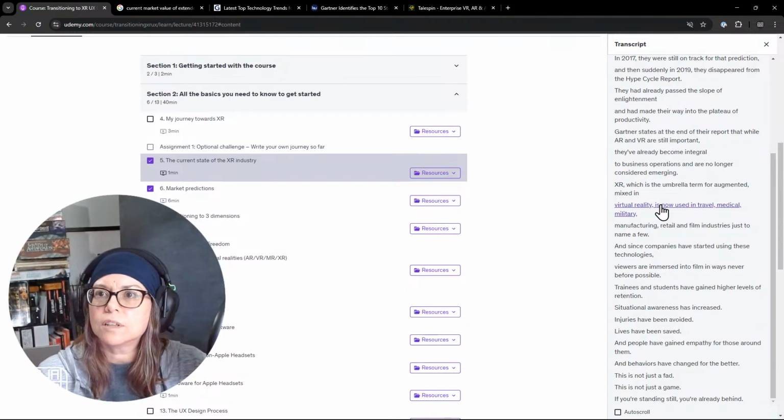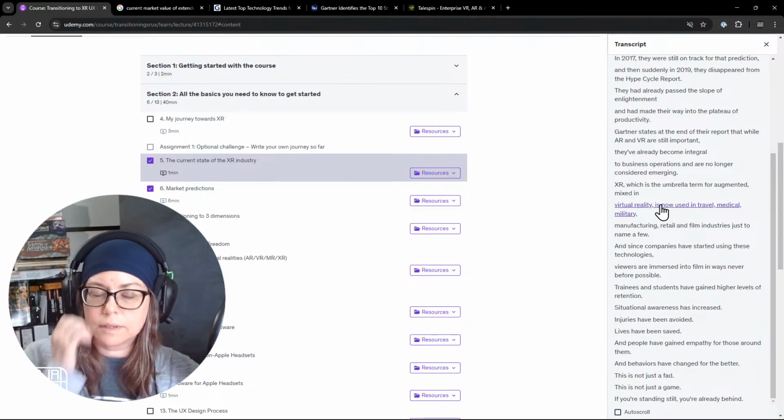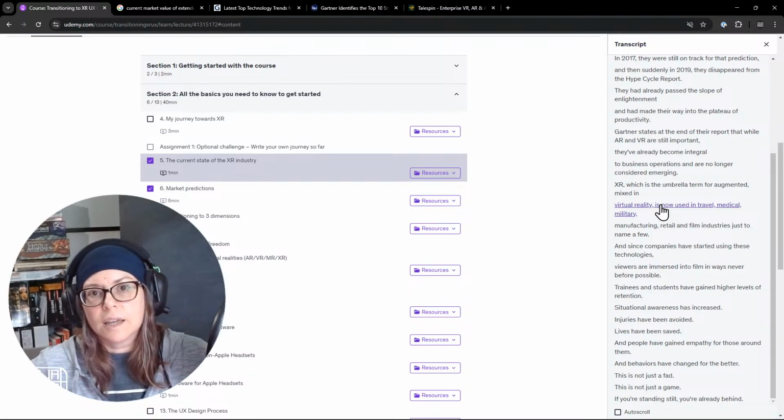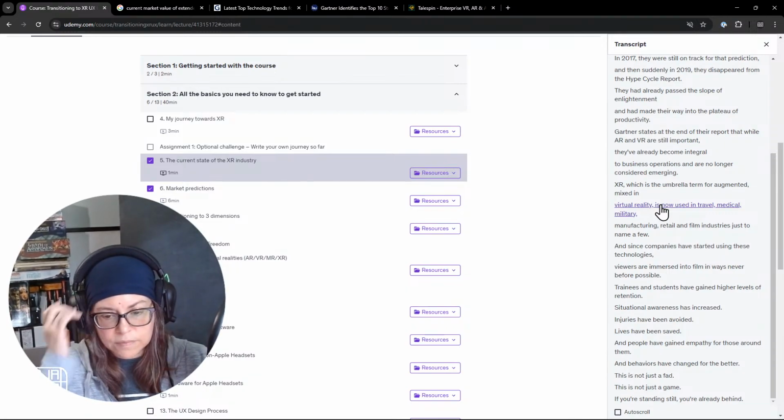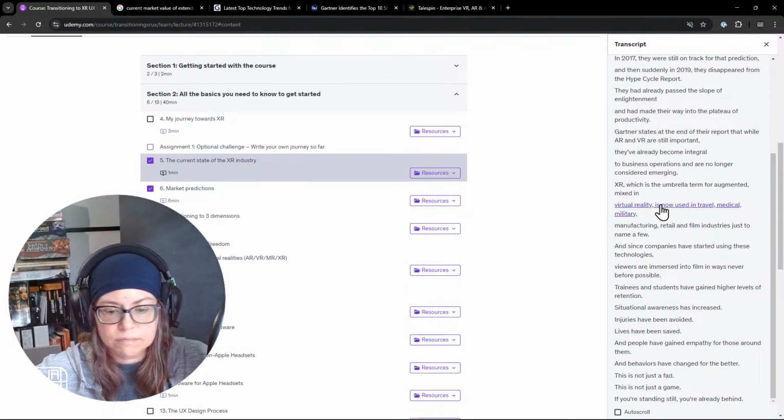Anil says it saves a lot of cost and is efficient in training and safe. But yes, it does. VR training and XR training, there's a lot of benefits for it. It saves a ton of money, and yeah.